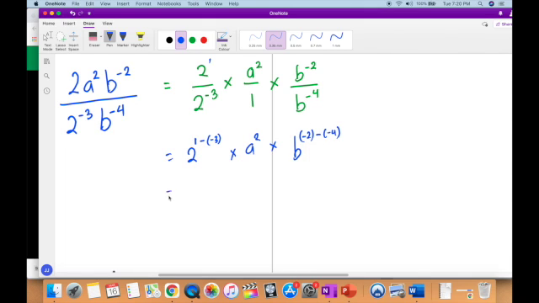So what do I have here? 2 to the power of 4, because 1 minus negative 3 is 1 plus 3, which is 4, times a squared times b to the negative 2 minus 4. This is negative 2 plus 4, which is the same as 4 minus 2, which is 2. So this is b squared.